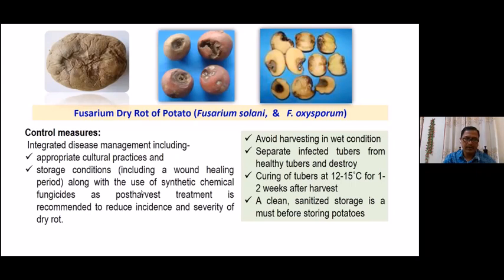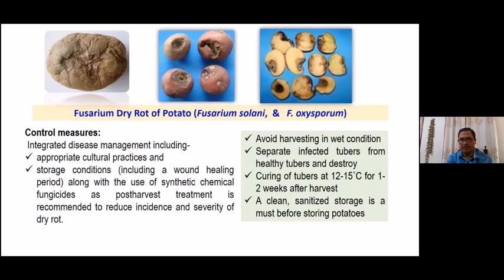Appropriate culture practices can help to eliminate this group. In storage conditions, we always use curing in the field, because healing is important. Otherwise, the tubers will be affected by this pathogen. So avoiding harvesting in wet conditions is important.